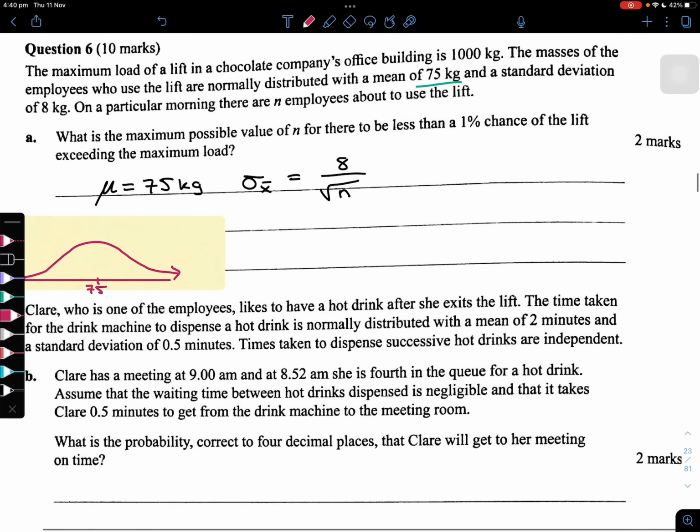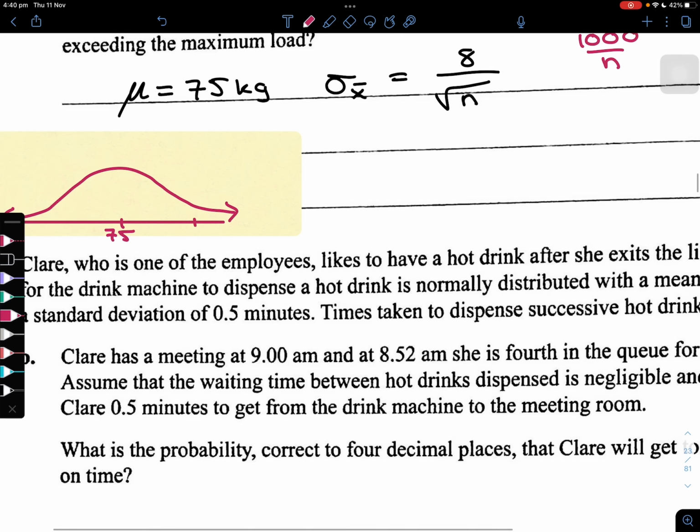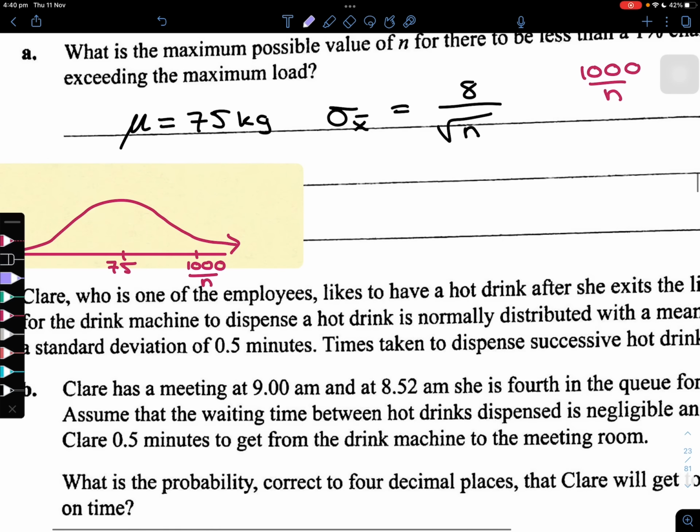Now, if we have 1,000 kilos and we have N employees, what's the average mass that each employee can have? Let's think about this with an easier example. If we have 1,000 kilos and 10 employees, doesn't it make sense that we can have 1,000 on 10, which equals 100 kilos average per person? That makes sense. Now here, on average, we can have 1,000 on N.